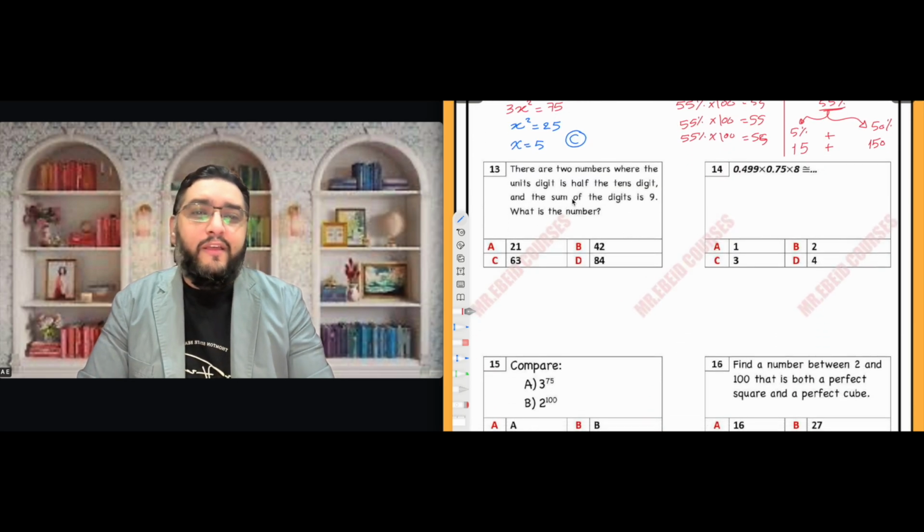Question 13. There are two numbers where the unit digit is half the tens digit, and the sum of their digits is 9. What is this number? Check the choices. We have all of them.